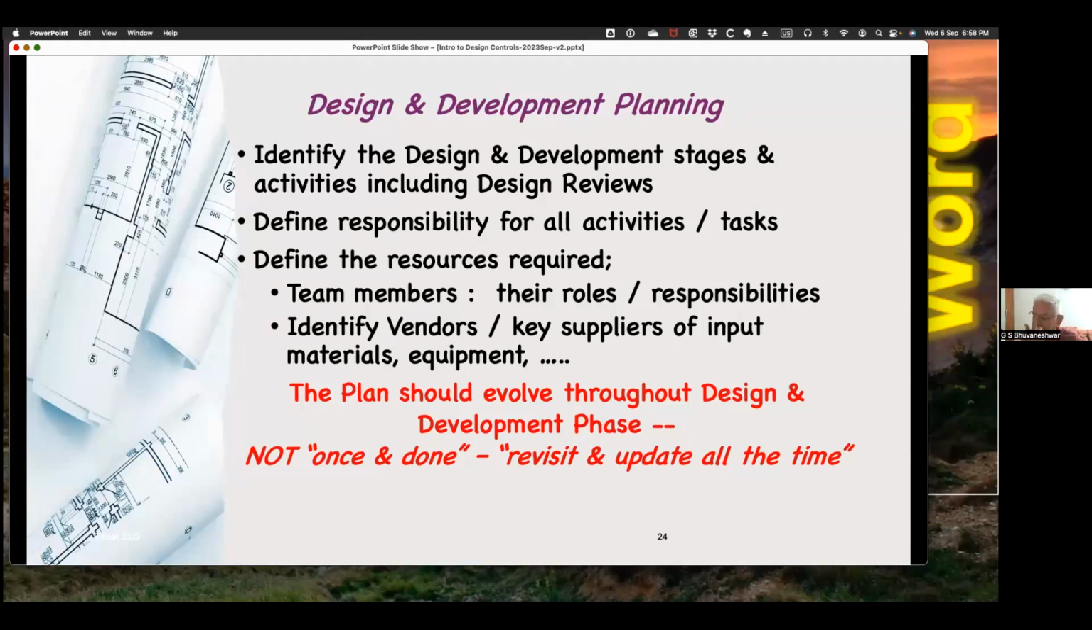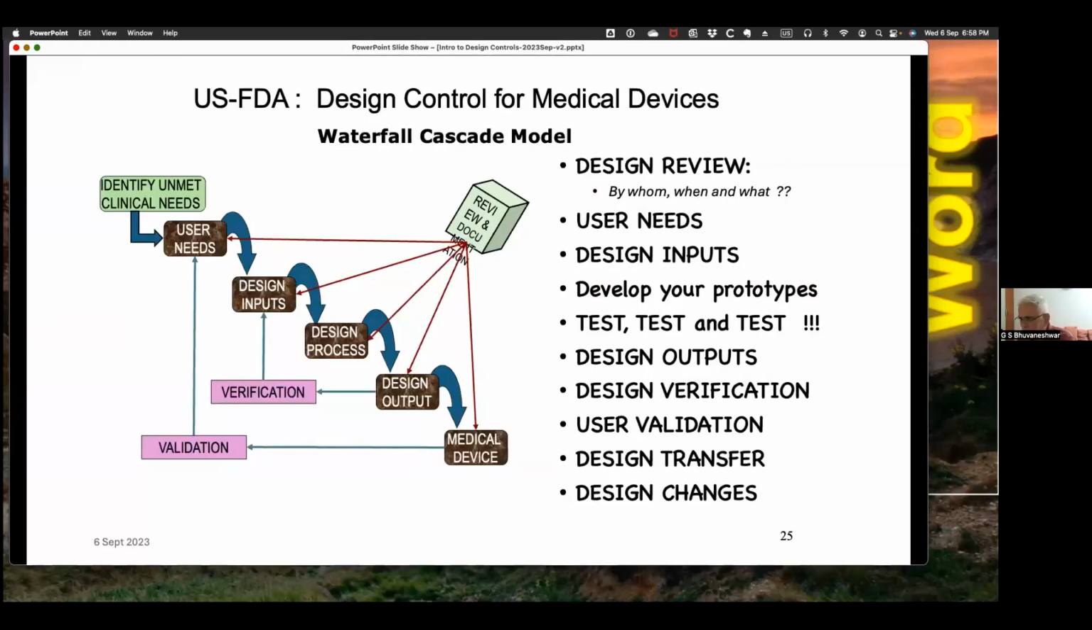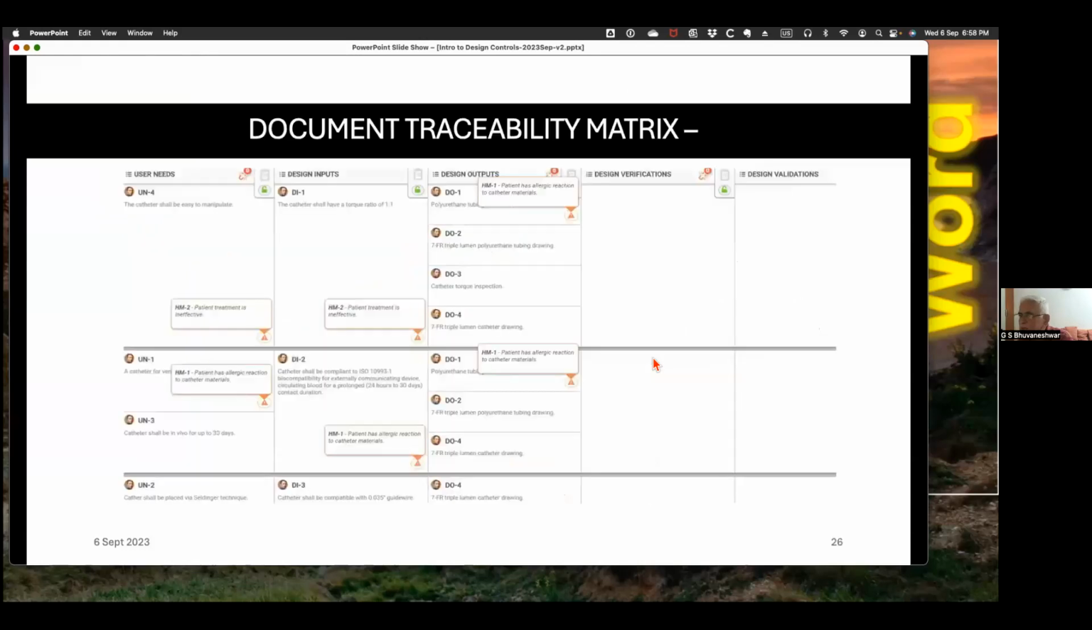When you had a prototype, you tested it, it has some shortcomings, then you do a review and document all that. So this is just the waterfall diagram with all the elements of the design. I think I've gone through that.